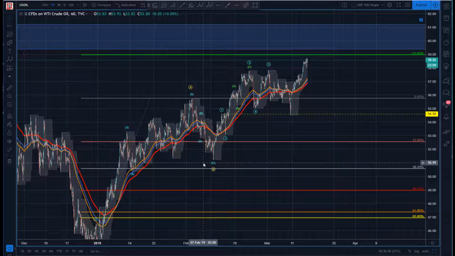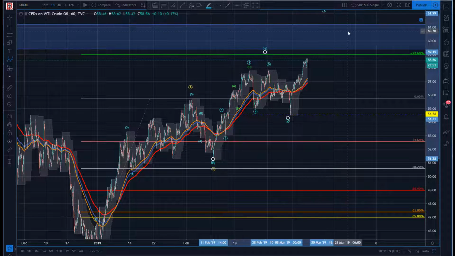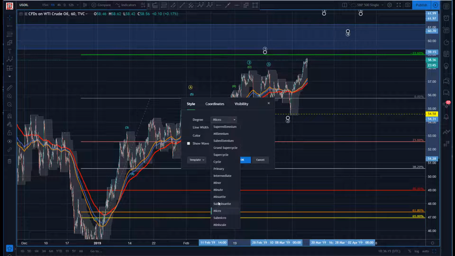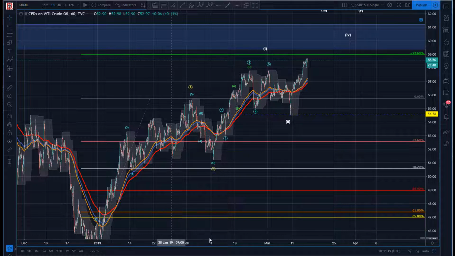A, B. Well, C could have more legs to it. So we could go like this. So this could be 1, 2. We're in the process of 3, 4, 5. So let's go up a degree. Let's put that in white. Let's see if we can make sense of this. It's a tough one. Okay, let's go to subminuet. Let's see if that would fit.